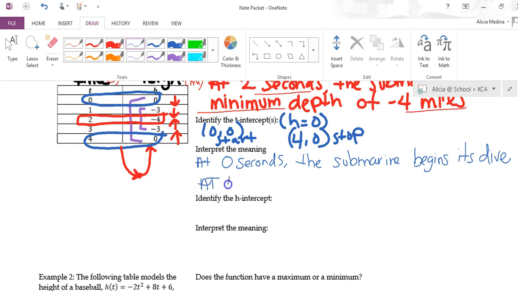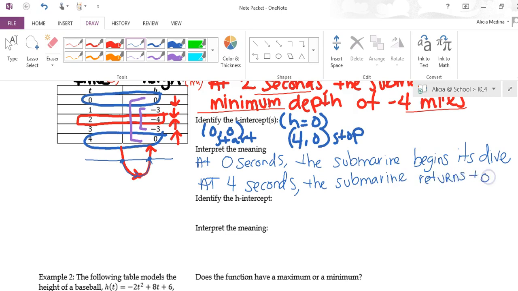So at 4 seconds, right? Think about this being our parabola right here. Right? If it starts its descent, starts to go down, it eventually has to come back up to give us that other x-intercept. So at 4 seconds, the submarine returns to the surface.